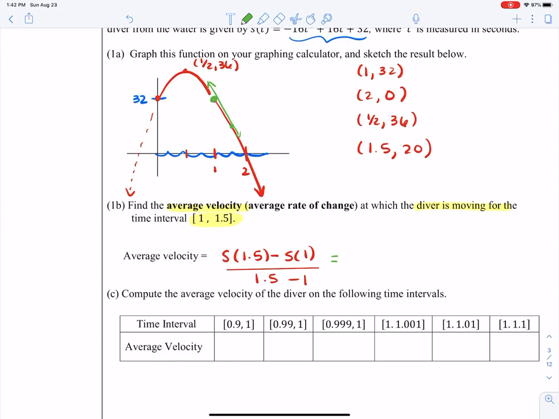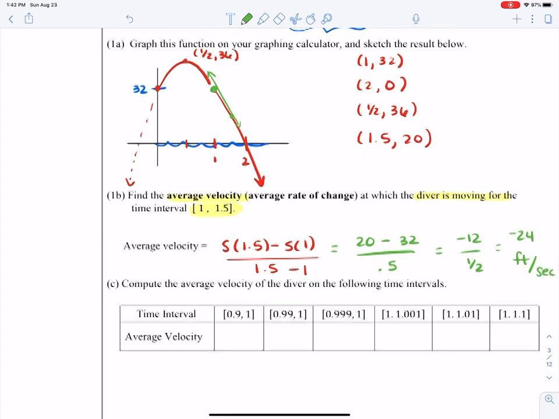S(1.5) is 20. S(1) is 32. This is a time period of a half a second. I get negative 12 over 1/2, or negative 24, and we're going to include a unit. The top is feet, the bottom is seconds.